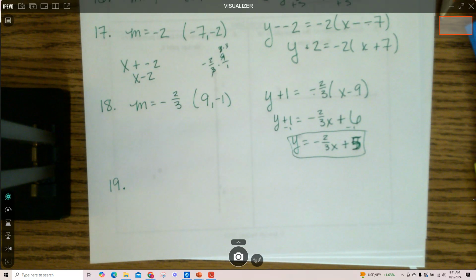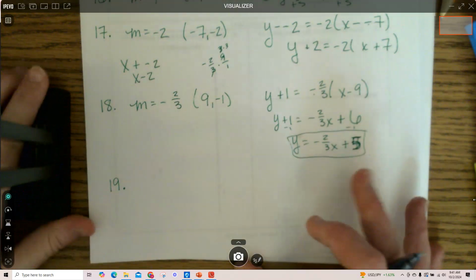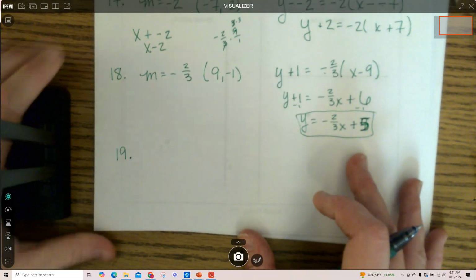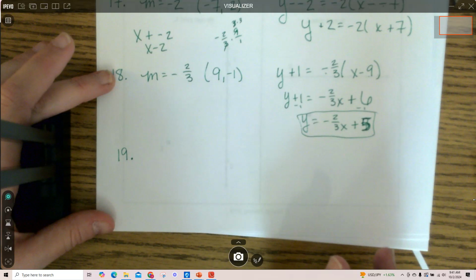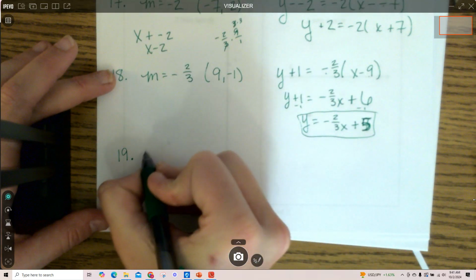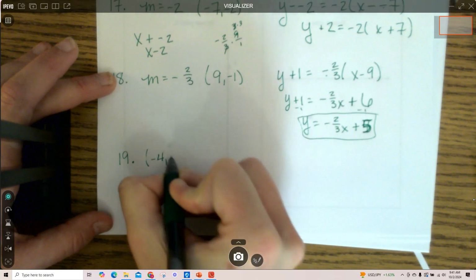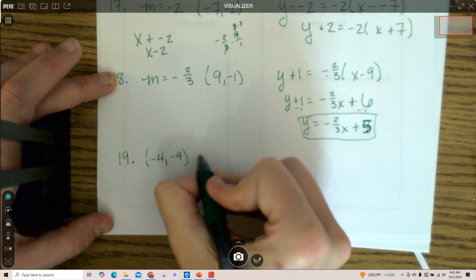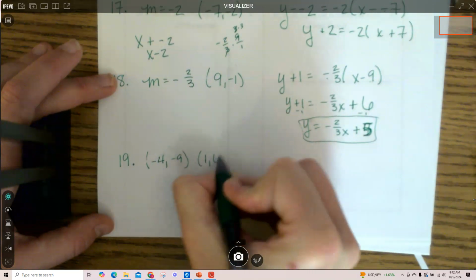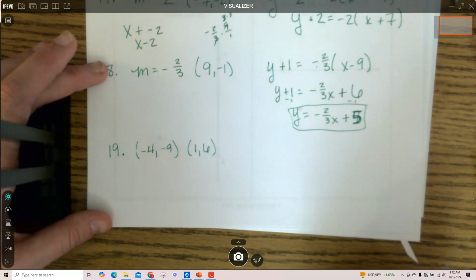Use the points given to write an equation. Find point slope form, slope intercept form. This time it gives you 2 points, though? Yes. Okay. What are the 2 points? Passing through negative 4, negative 9, and 1, 6. It doesn't tell you what point to use for point slope form?